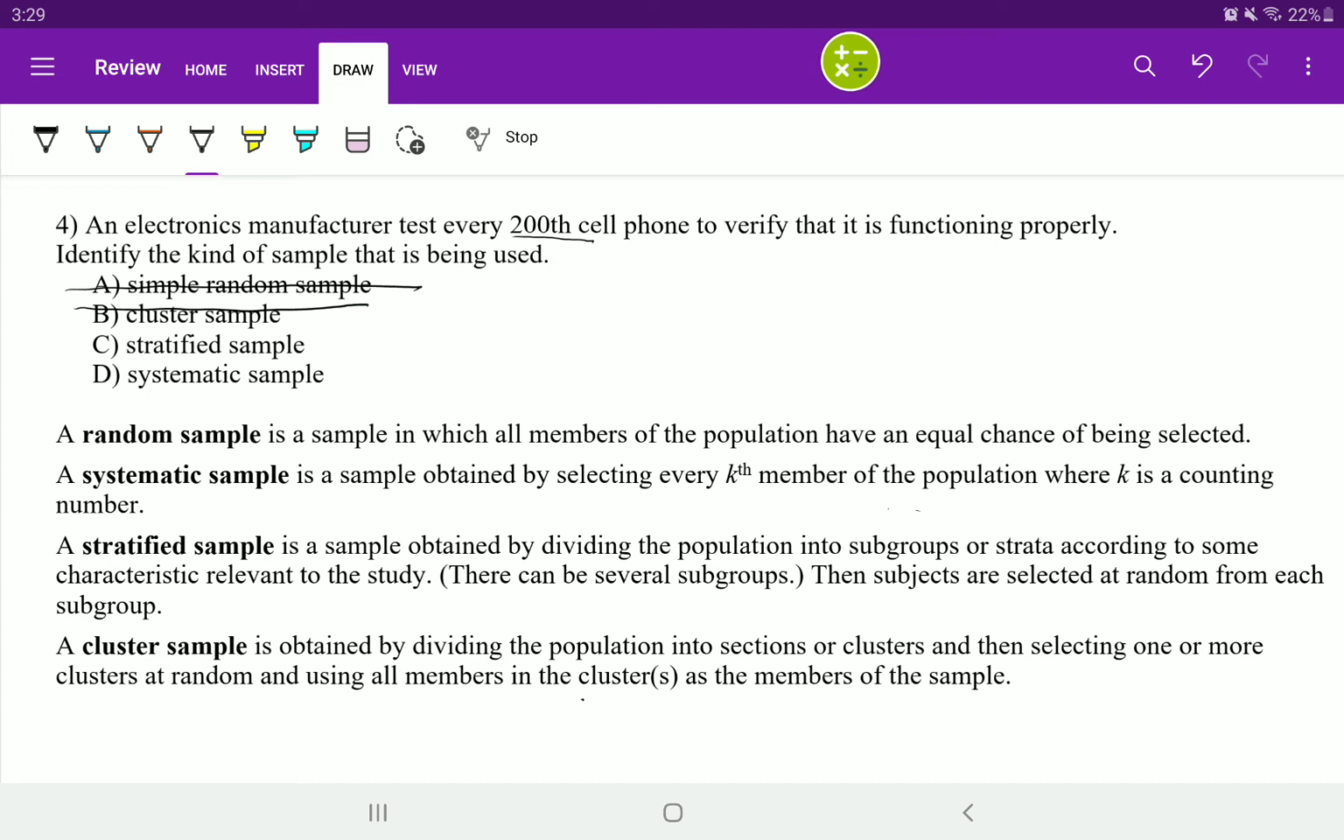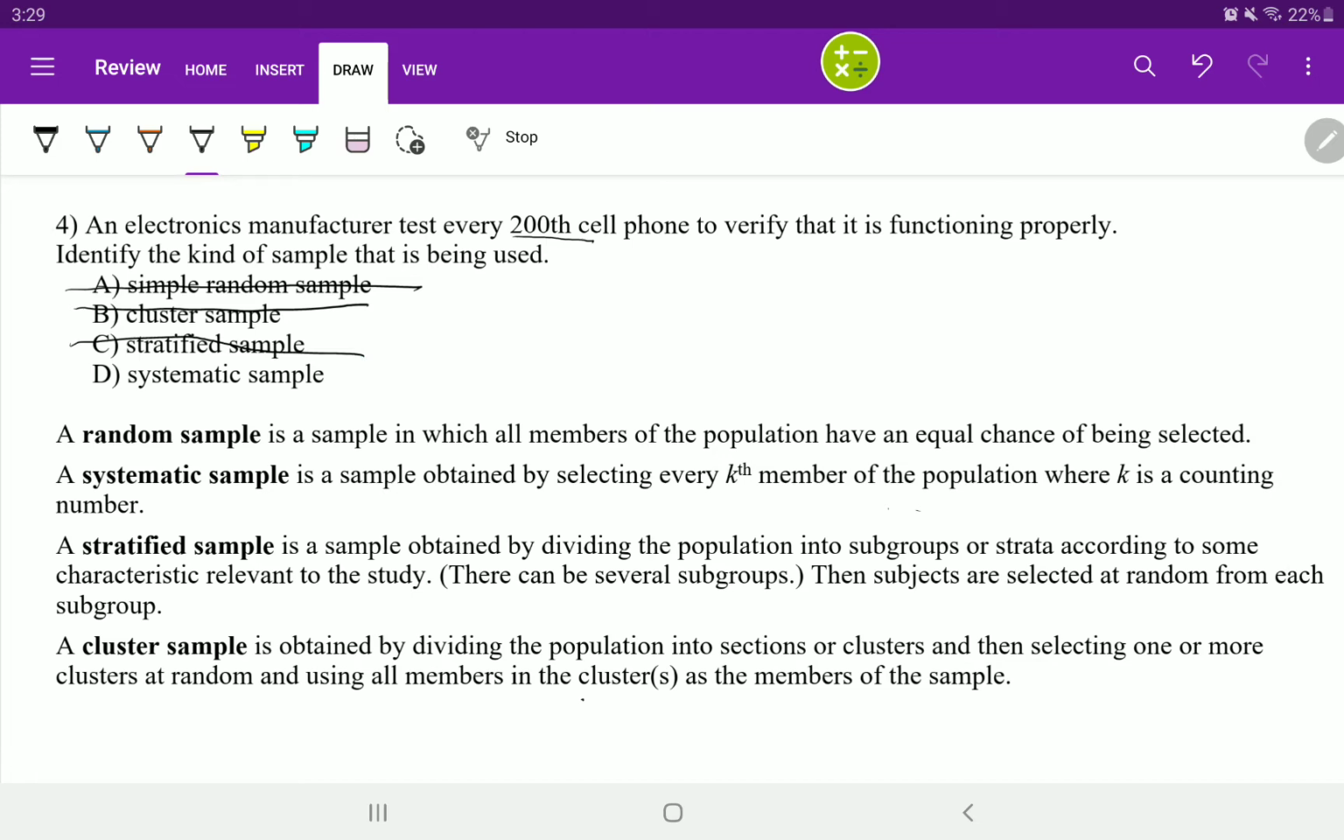Stratified sampling is obtained by dividing the population into subgroups or strata according to some characteristic relevant to the study. For one thing, we didn't even do that. We didn't mention anything about dividing anything. But it also says that there can be several subgroups, then the subjects are selected at random from each subgroup. We didn't do any of that.